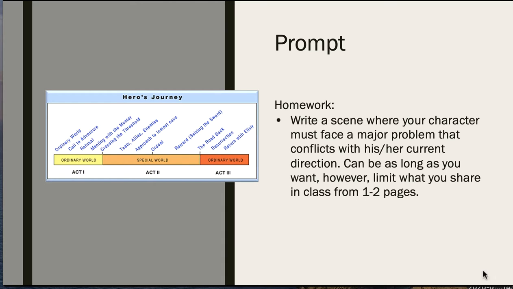But I want you to write the whole scene so you get a chance to work with and see how your character can change directions, and that change is a twist or a turning point in your story. That's what I want you to work on. For now, let's go back to your movies and see if you can pick out the 12 stages of the hero's journey.